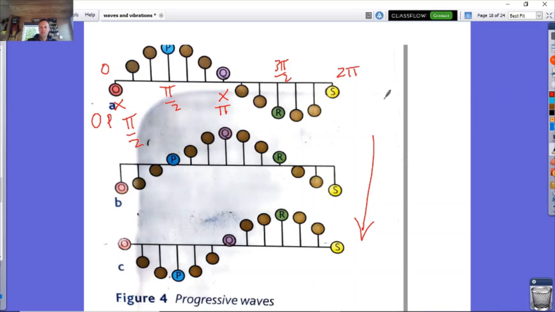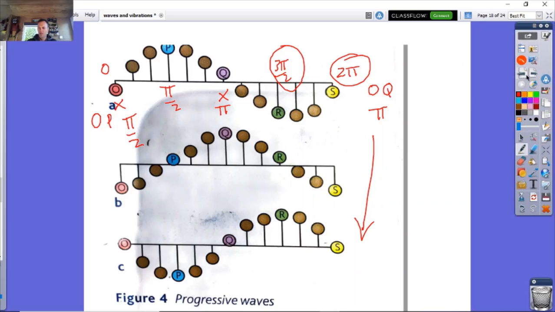If they then ask me the phase difference between O and Q, I can see it's going to be a complete pi. Again, you can write that as 180 degrees. But the phase difference between O and R is going to be 3 pi over 2, and the phase difference between O and S is going to be your 2 pi. And if you write those onto the graph, you can see quite clearly that it changes with time.